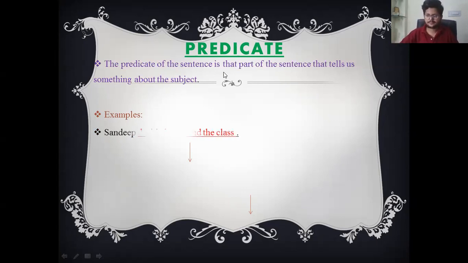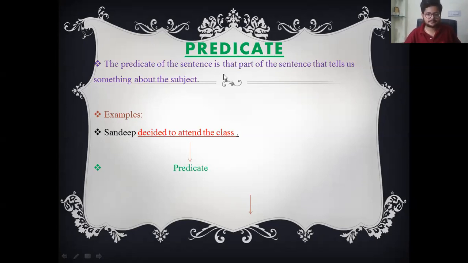Example. Same example if I take, Sandeep decided to attend the class. Here you can say decided to attend the class is the predicate. Why? Because the entire sentence is talking about Sandeep. So Sandeep was the subject. And what is being talked about Sandeep? That Sandeep decided to attend the class. So decided to attend the class will be the predicate. Okay. Sandeep is the subject and decided to attend the class will be the predicate of the sentence.